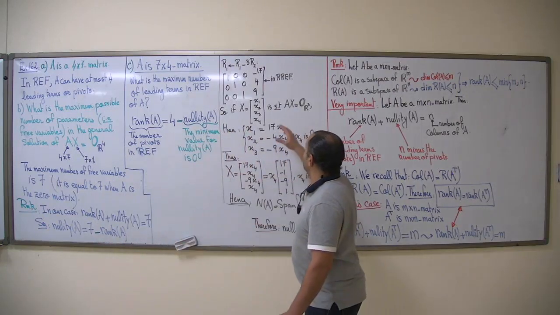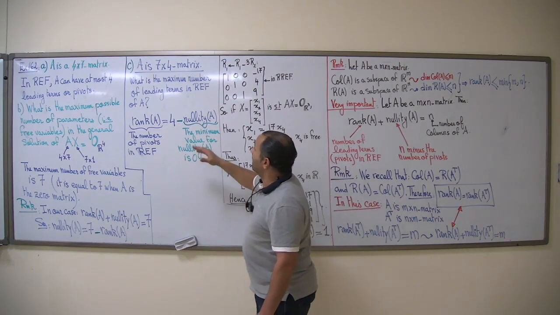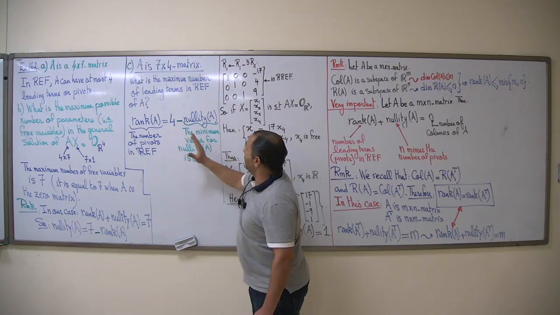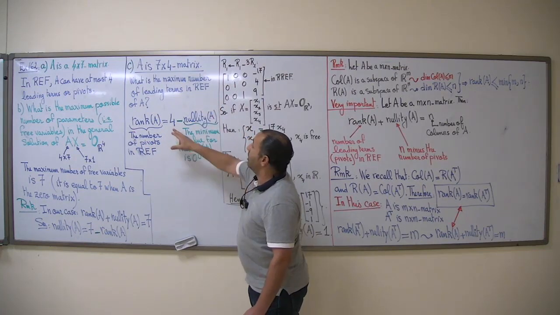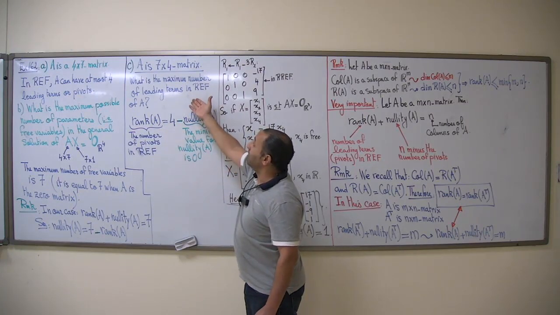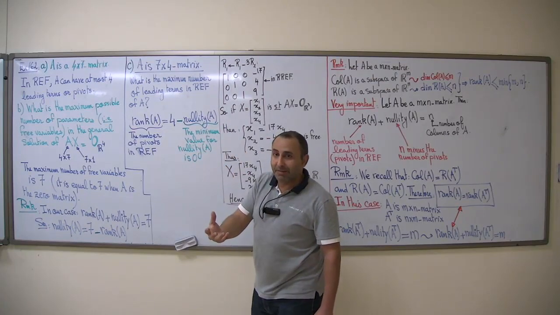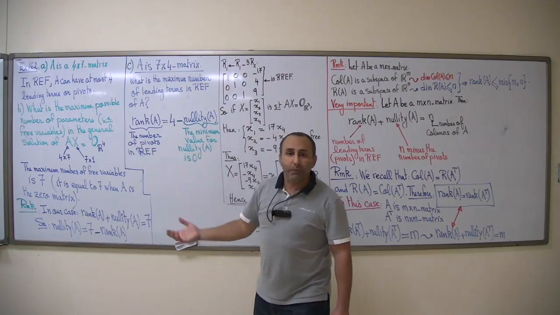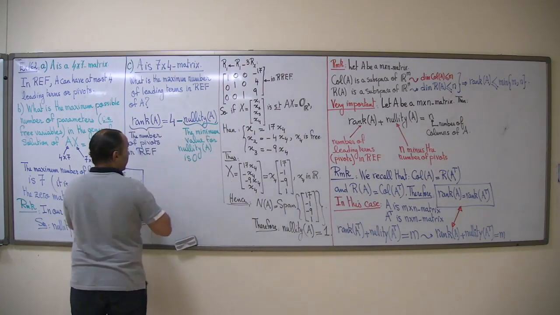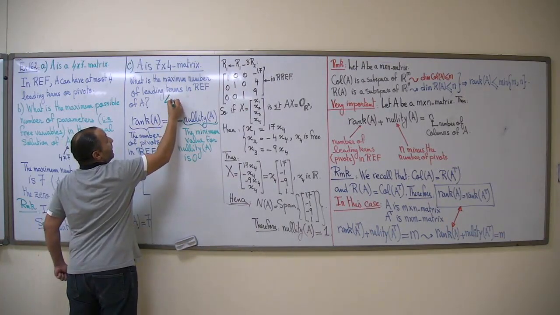That means the only solution to Ax equals 0 is x equals 0. So you want to maximize this, that means you need to minimize the nullity. The minimum value for the nullity is 0, so the maximum value for the rank is going to be 4. That will be the answer to this question: the maximum number of pivots, leading terms, in the row echelon form of the matrix A is 4. So my answer here will be 4.